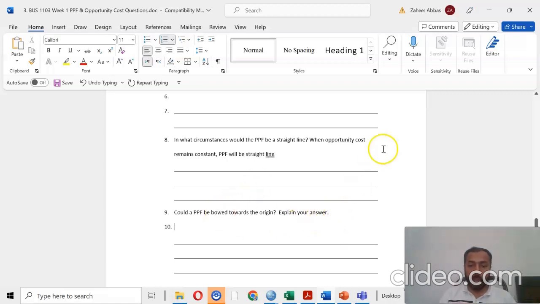Then in the last question, he asked, could the PPF be more towards the origin, which is also known as convex shape? Explain your answer. We shall say yes. It is possible only if opportunity cost increases.